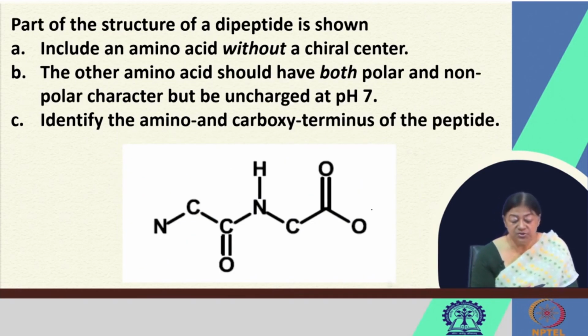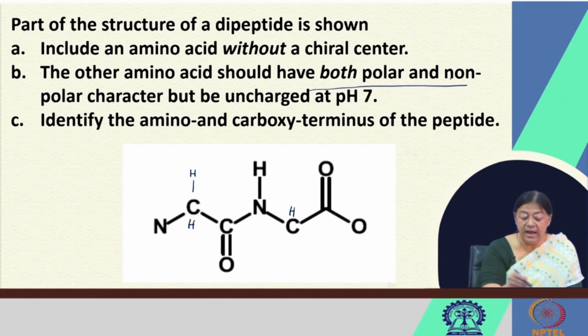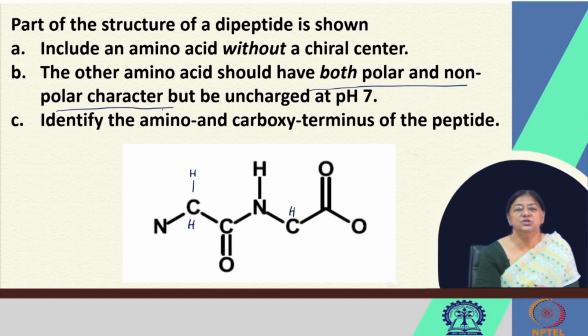We have now part of the structure of a dipeptide shown. We have to include an amino acid without a chiral center, and the only amino acid without a chiral center is glycine. So, we just have to put a hydrogen atom here and another hydrogen atom here, which we know that is present anyway. So, now when we do this, the other amino acid should have both polar and non-polar character, but be uncharged at pH 7. So, this would preferably be an amide group. So, we can put an asparagine or we can put a glutamine.